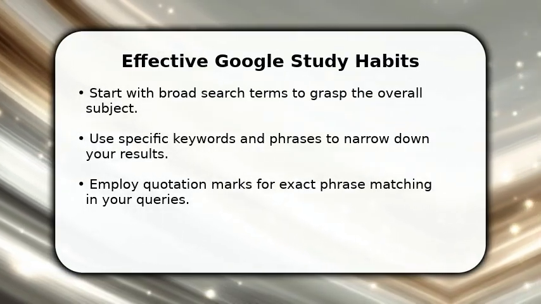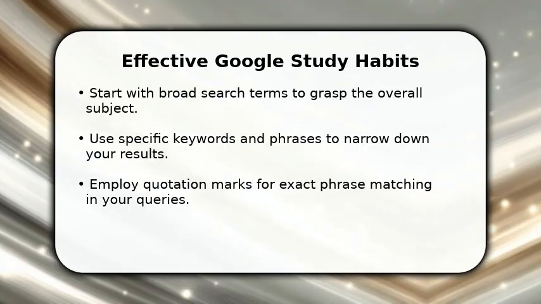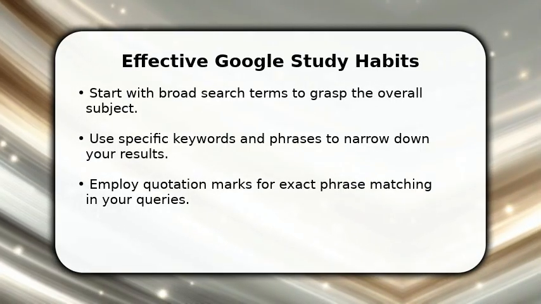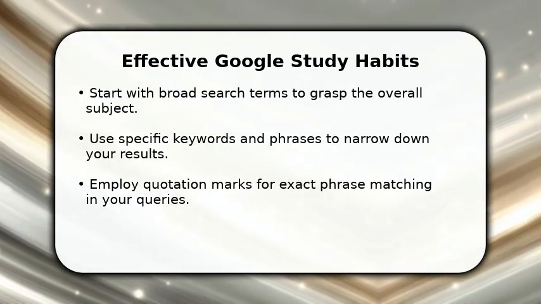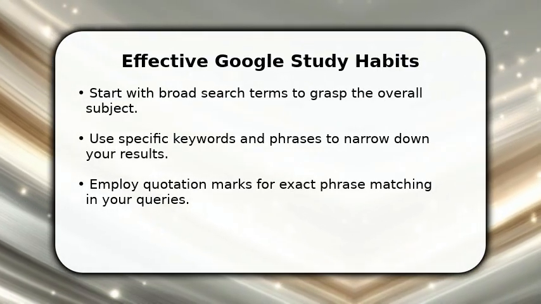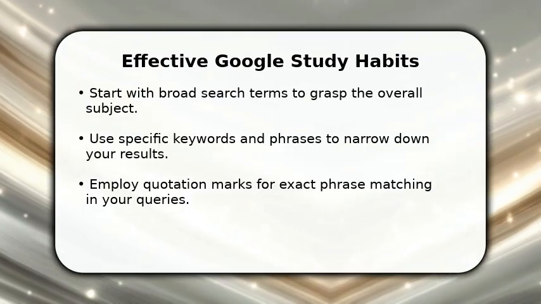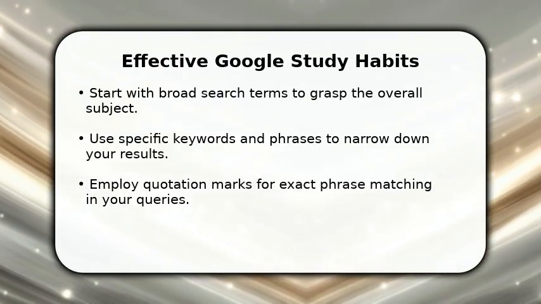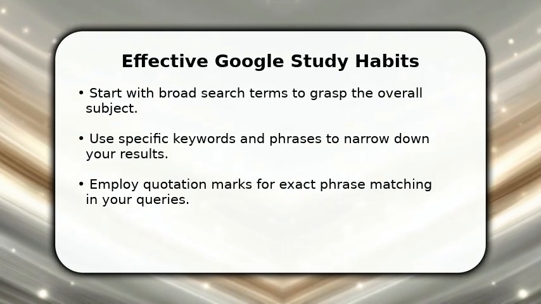Next, refine your search by adding more specific keywords and phrases. For instance, if you are researching photosynthesis, you might add light-dependent reactions to focus your results. Remember to use quotation marks around exact phrases to find precise matches.